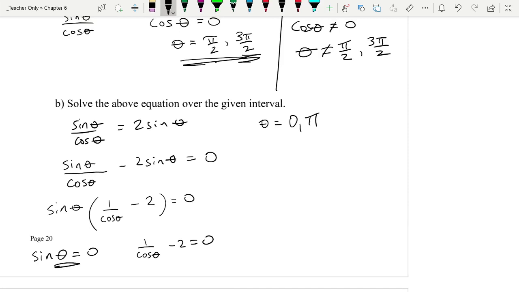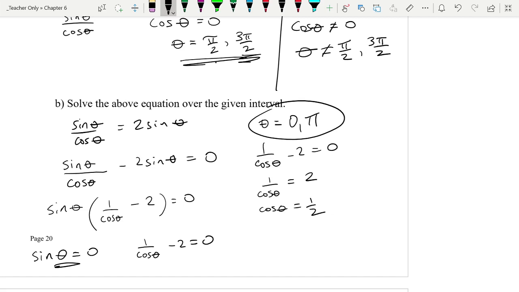The other guy, I'm going to have to do a little more algebra for. 1 over cosine of theta minus 2 is equal to 0. So this is one set of answers. This is going to get me another set of answers. I'll move 2 to the other side, and then I'll reciprocal both sides of the equation. And hey, we just did those. Where is the cosine of theta 1/2? At pi by 3 and 5 pi by 3.